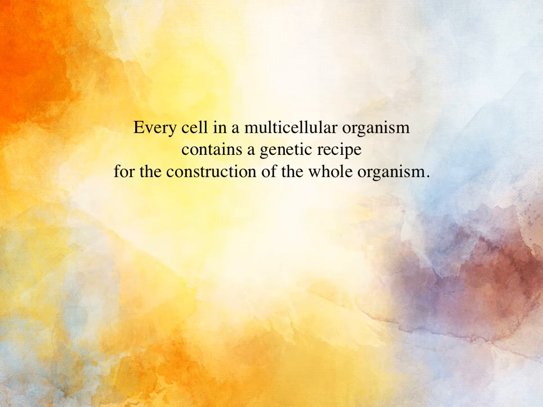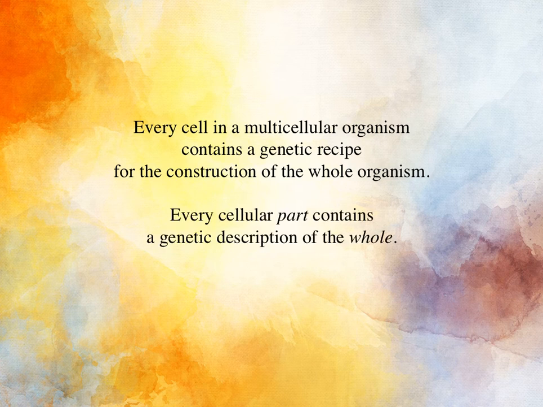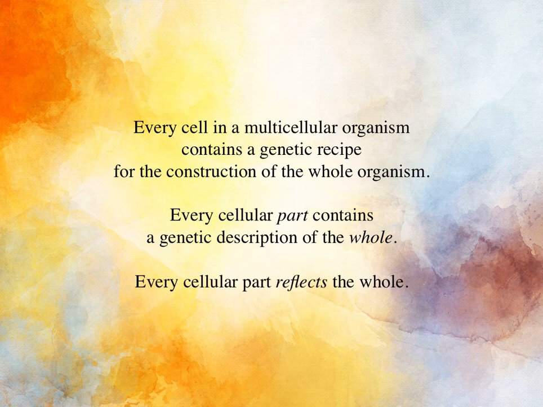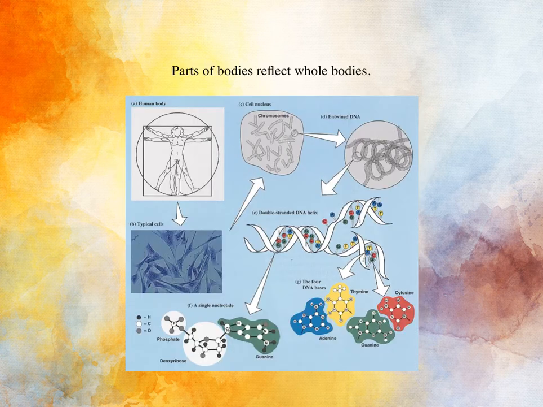Every cell in a multicellular organism contains a genetic recipe for the construction of the whole organism. Every cellular part contains a genetic description of the whole. That means every cellular part reflects the whole. Parts of our bodies reflect our entire bodies. The human body contains cells, cells contain chromosomes, chromosomes contain DNA, and the DNA contains a program or recipe for the generation of the entire body. Every cell is like a little mirror that reflects or represents the structure of the whole in which it sits.